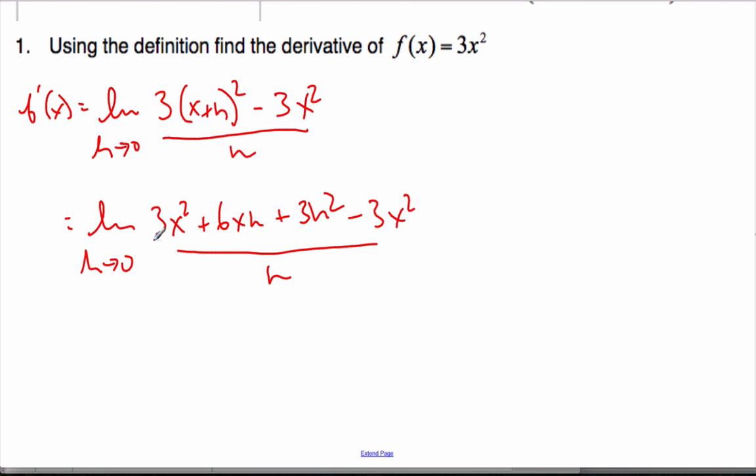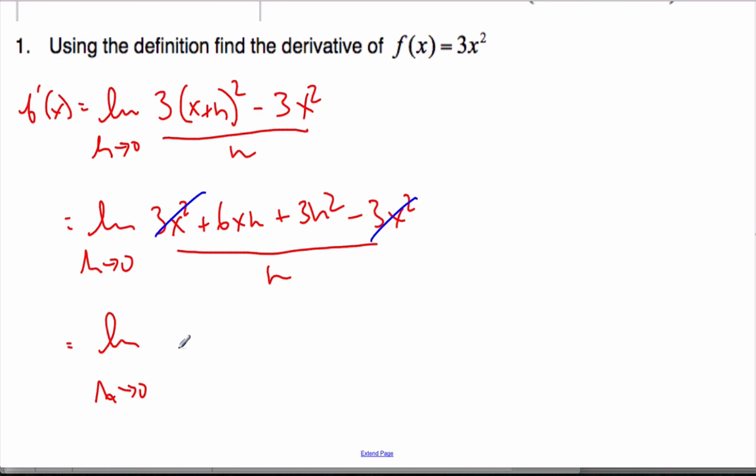And I can then cancel the x squares. And if I put h of 0 in here, I get 0 on the bottom, which I can't do. So what do I have to do then? I go to limit as h goes to 0.